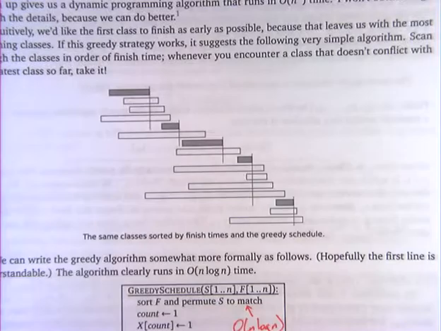So why should I believe that this schedule is actually optimal, that this is the largest number of classes that I can sign up for out of the given set of intervals? Well, I have to prove that.